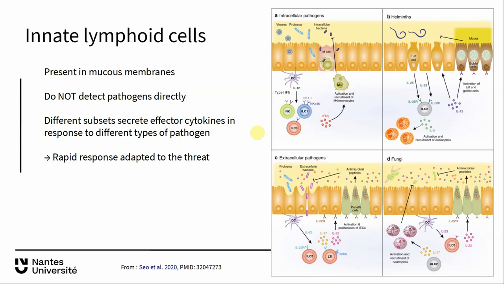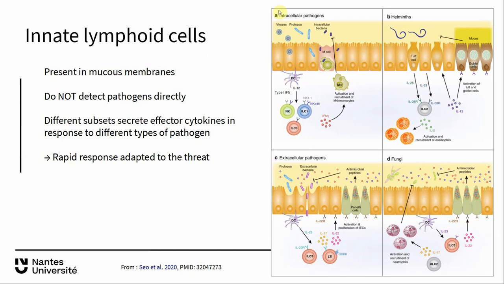lymphoid cells, which are present in the mucosa, and they don't detect pathogens directly. They seem to be dependent for their activation on the cytokines and inflammatory mediators that are going to be released by different cells of the epithelium, which are the ones that are actually detecting the pathogens. And then once they get activated, then they'll secrete effector cytokines locally, which allow a rapid response at the site of infection, which is adapted to the threat.